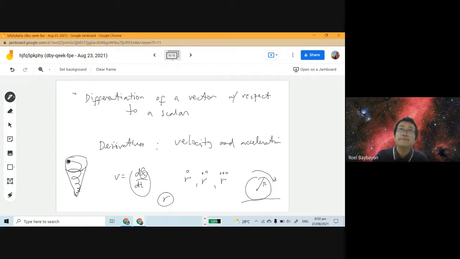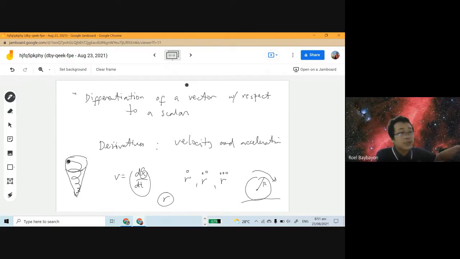So the point is that these three are the most important: the position, the velocity, and acceleration. We will calculate all those quantities in rectangular, in spherical, and in cylindrical coordinates. Okay? It is a little difficult, but still easy. We can do it. It's just a bit long. So that will be our topic next meeting.